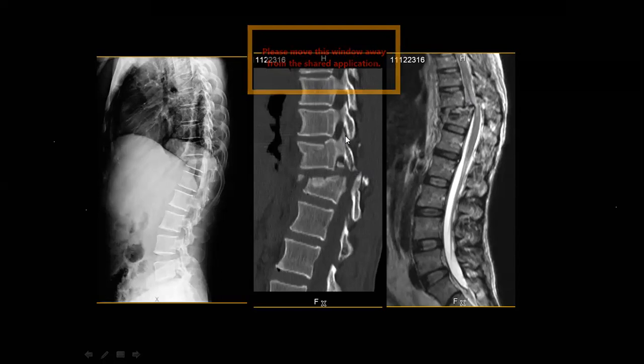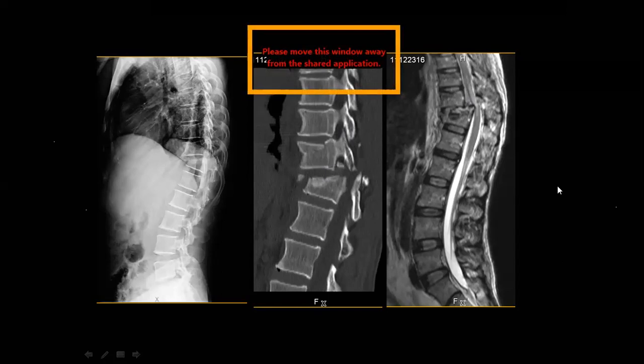It's aligned well. So this is superior facet, this is inferior facet, this is a normal facet joint. But here, there is a dislocation of the facet joint. So this is a translation injury or dislocation injury. How many points? It carries 3 points.